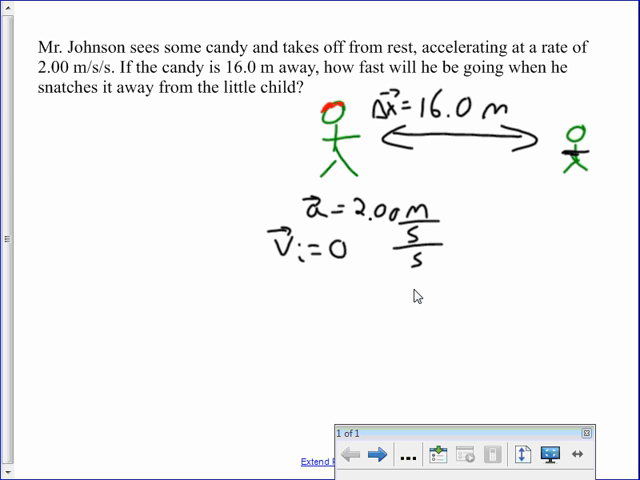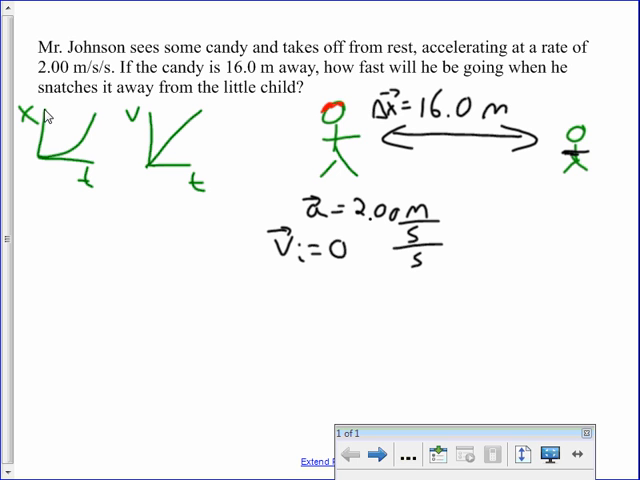Before I do that, though, the first thing I need to do is make sure I make my graphs, my position time graph, and my velocity time graph. My velocity time graph, I'm starting at rest, I'm speeding up with a constant acceleration, so that makes it go straight like that, which we all should know by now makes our curve that looks like that.